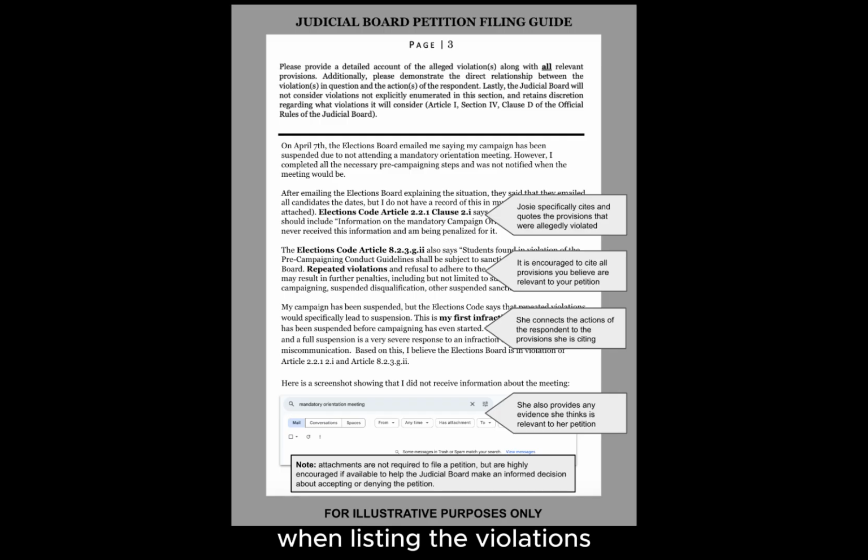When listing the violations, you must explicitly enumerate the section, or the Judicial Board may not consider the potential violation. This includes the article number, section number, clause letter, if applicable, and the document you are stating from. For example, you may list Article 1, Section 4, Clause D of the official rules of the Judicial Board. For Josie Bruin, she would list Article 8.2, Section 3, Clause G, Part 2.